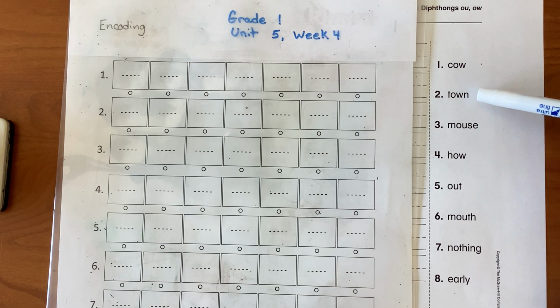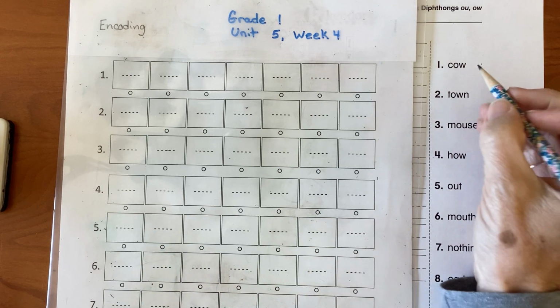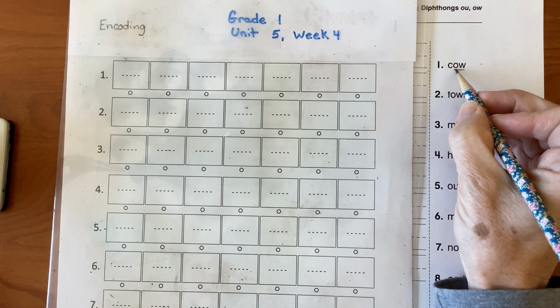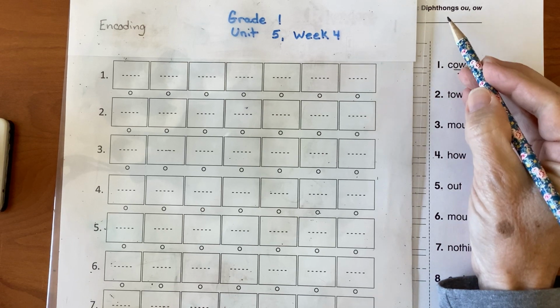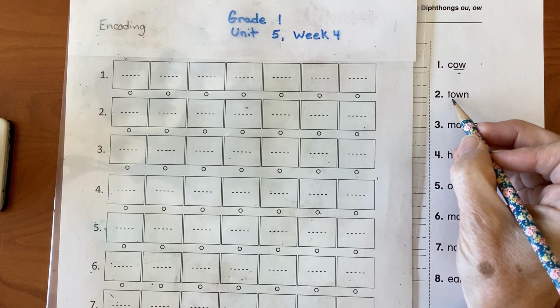Cow, town, mouse, how, out, mouth, nothing, early. All right, let's get started. Notice where the OW is. It's at the end. That's your diphthong. You say diphthong. Yep, diphthong.